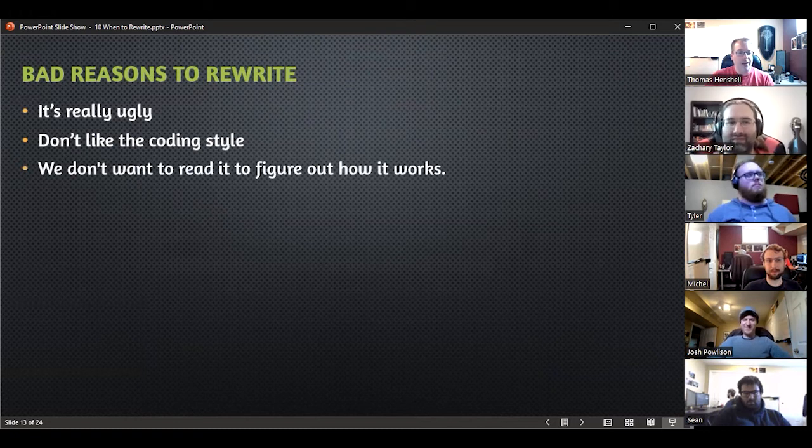We don't want to read it and figure out how it works. It's too hard to figure out how this click handler thing works or the menuing system or whatever. It'd just be better if I wrote a new one. Why would you say that? Because then I would understand it, right? That's the outcome that I'm trying to achieve. My goal is to understand the menu system, and my way of getting there is to rewrite the menu system, and then I'll know how the menu system works.